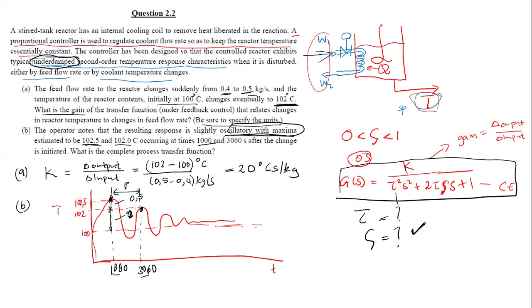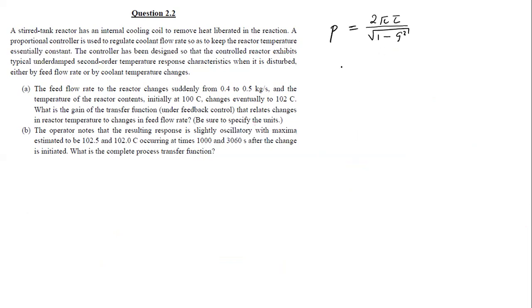So for the period, we're going to use these times over here. We're going to look at the difference of the time between 3060 and 1000. So to calculate the period, we say 3060 minus 1000, and then we get 2060 seconds. That will be our P, which is our period. Right. So now the question is, if this is our period, how are we going to get the time constant? We substitute P over there.